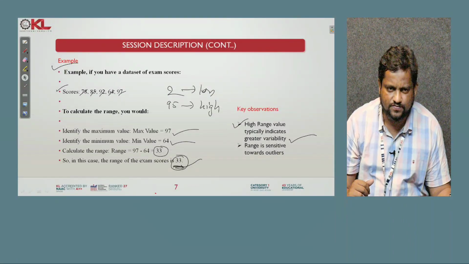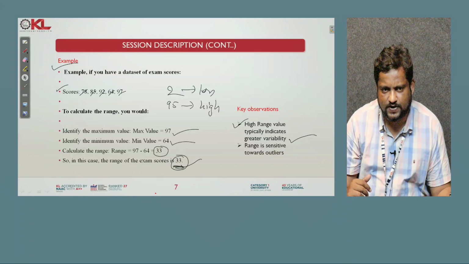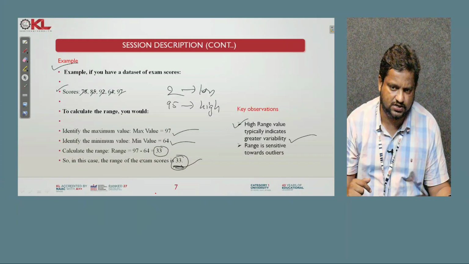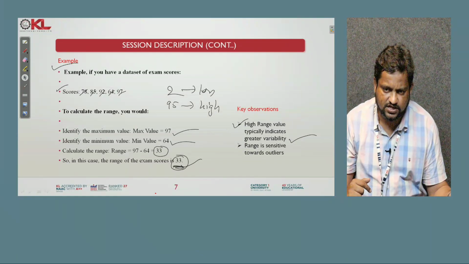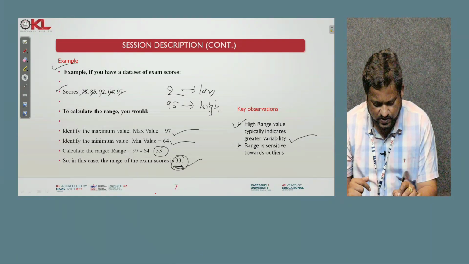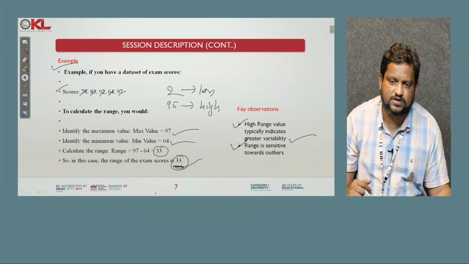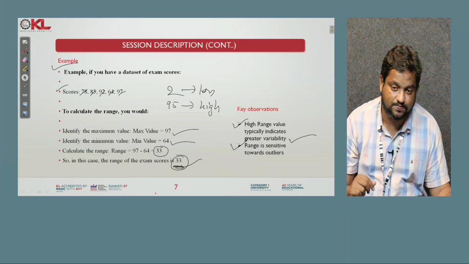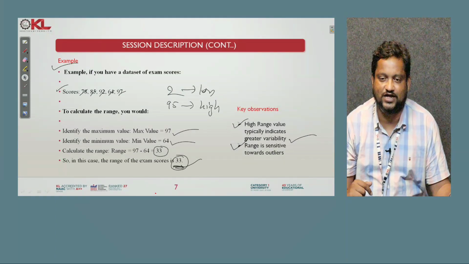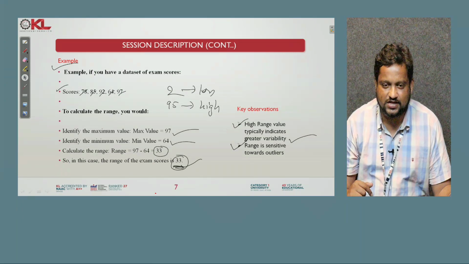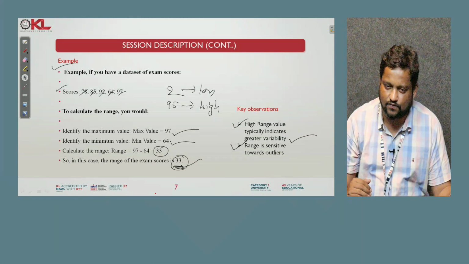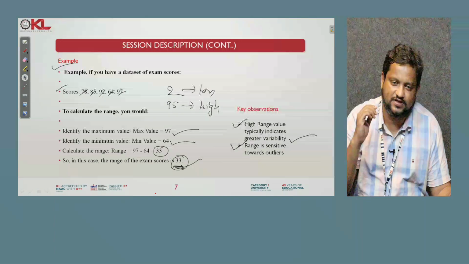So what is the problem with the range? By using this technique alone can we proceed forward, or does it suffer from any disadvantages? Yes, range is sensitive towards outliers. As I mentioned, range is very much sensitive towards outliers. At this point you need to understand what an outlier is. When an outlier comes, the range value is directly impacted by that outlier.